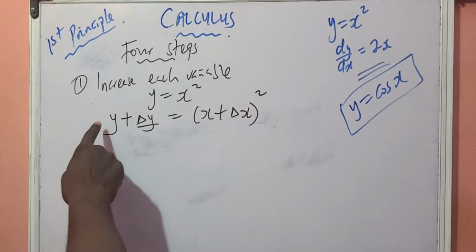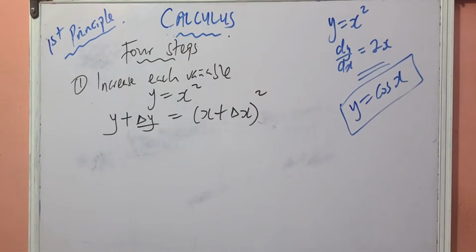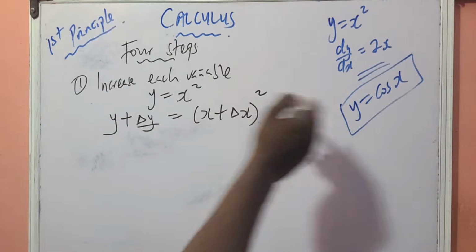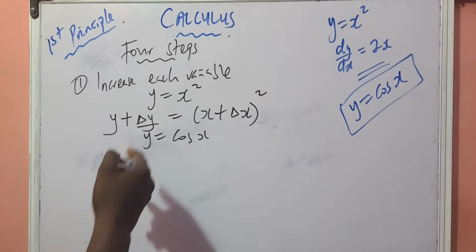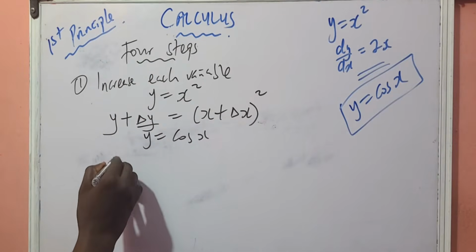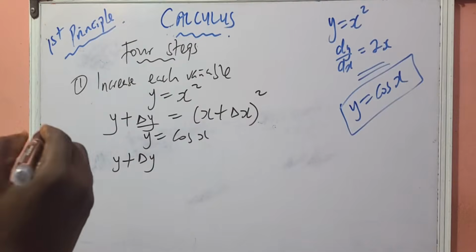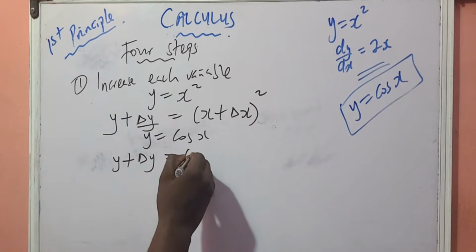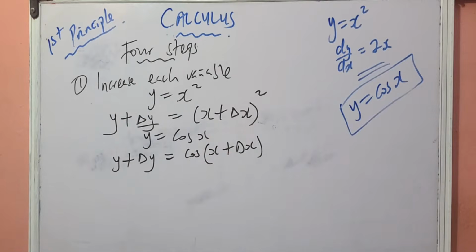So wherever you have y, whatever kind of question, let's say we had, for instance, y equals cos x. How do we solve this? The same thing. You go on to increase y, that will be y plus change in y equals cos of x plus change in x. That's the way you do it. So you can see what we are doing right here.